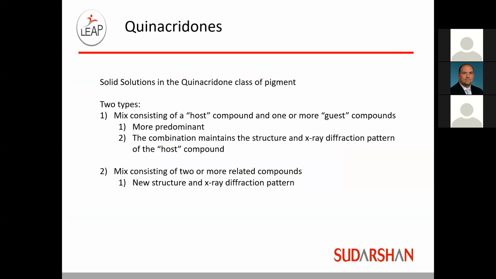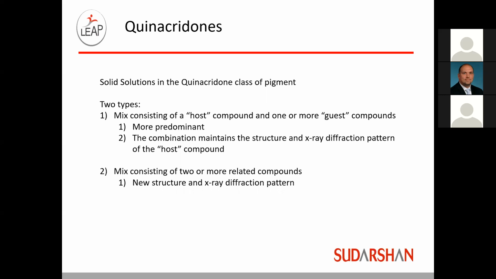So quinacridones are heavily used to create solid solutions, which then allows for some unique color positionings and the establishment of some unique color indexes as well. There are two types of solid solutions. The first type is bringing a host compound and one or more guest compounds together. And this is the more predominant version of the solid solution.